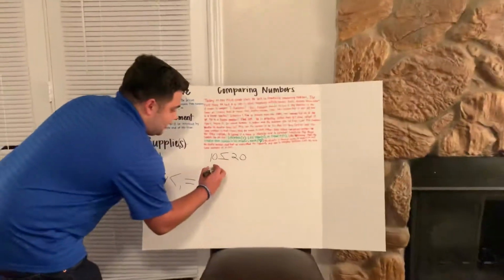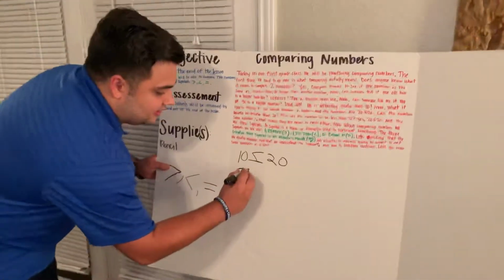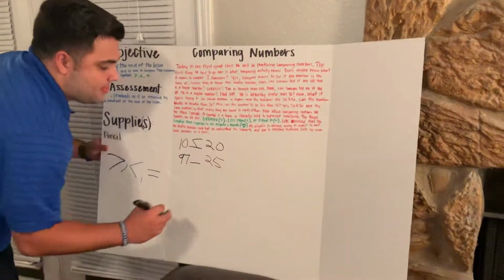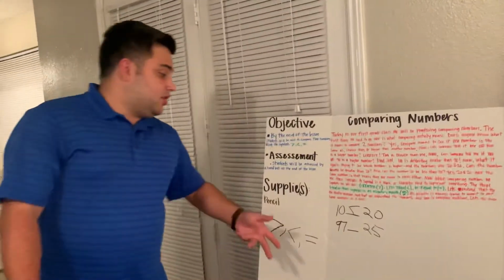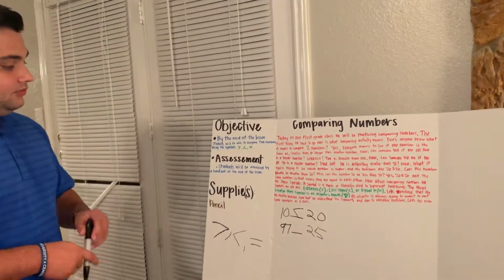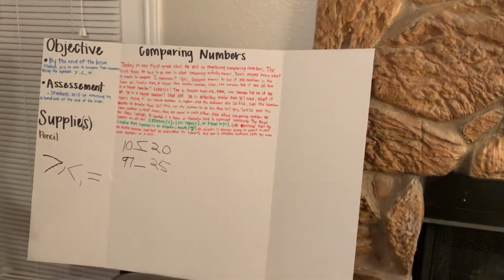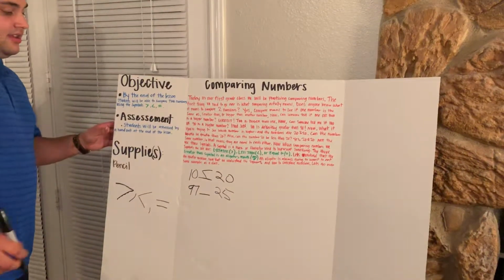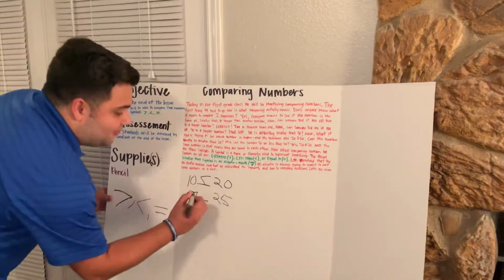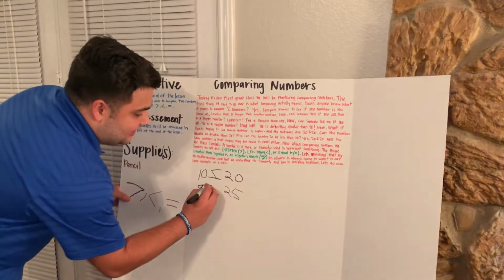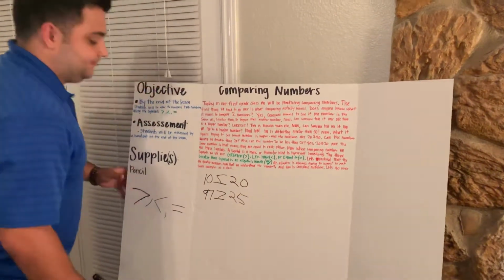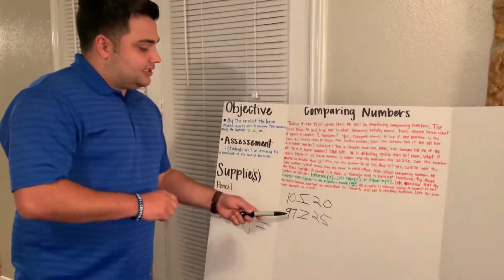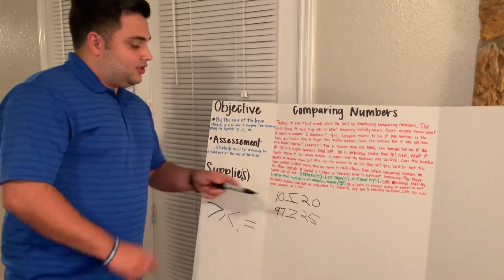So what if we have the number 97 and the number 25? What number would the alligator want to eat? Now remember to think which number is bigger, because that's the one the alligator wants to eat. And that is correct. The number that the alligator wants to eat is 97. So how would we read this? We'd read it, 97 is greater than 25.